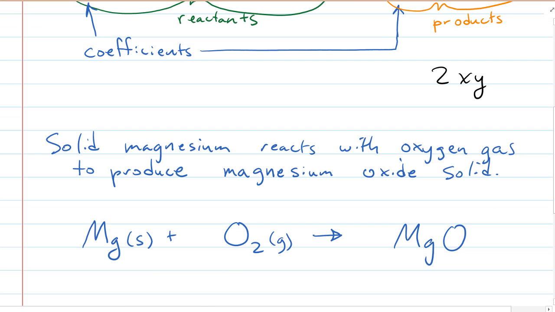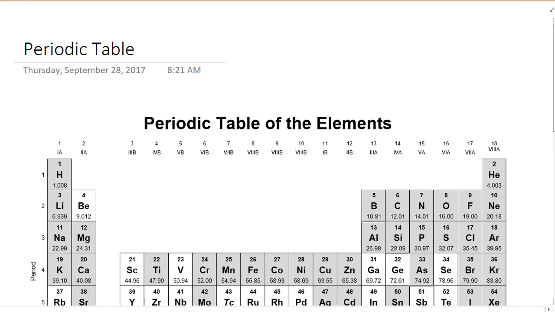So if we go to our periodic tables, let's pull those out. Anybody need a new periodic table? Once again, you can never have too many. Anybody need one? Never have too many periodic tables. All right.